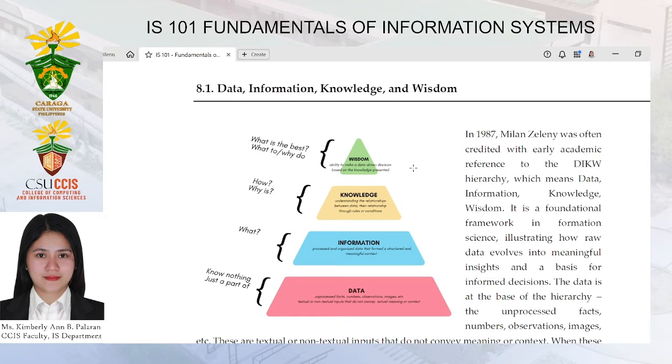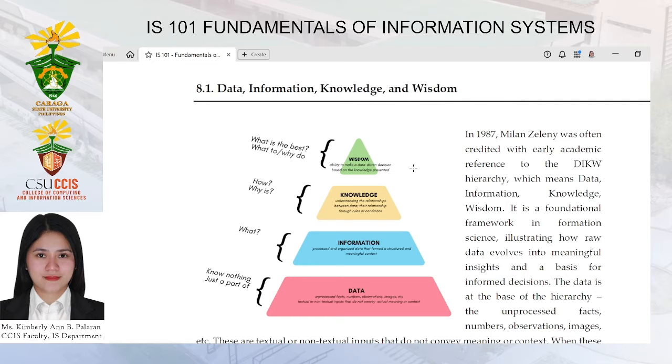In our previous topics, we have learned the differences between data, information, and knowledge. Now, there's another concept here, which is wisdom. As you can see, we have a triangular figure here with a hierarchy. At the top, we have wisdom. At this level, the questions commonly asked are, what is the best? Or what to do and why should we do that? This is the ability to make a data-driven decision based on the knowledge presented.